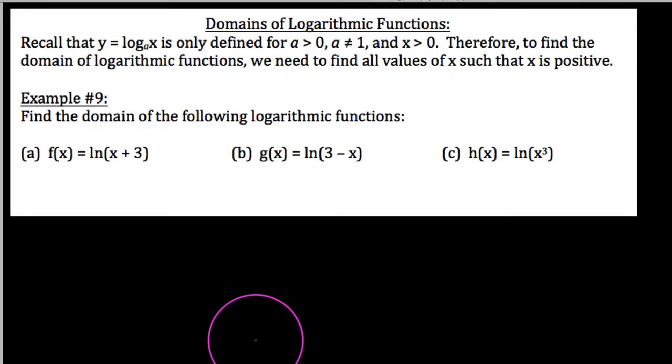Okay, YouTube, this is my 8th and final video on my module on logarithms, but we're going to talk about the domains of logarithmic functions. Very easy to determine the domain of a log function, and I'll tell you why.